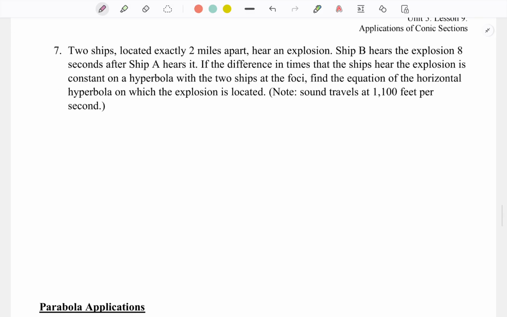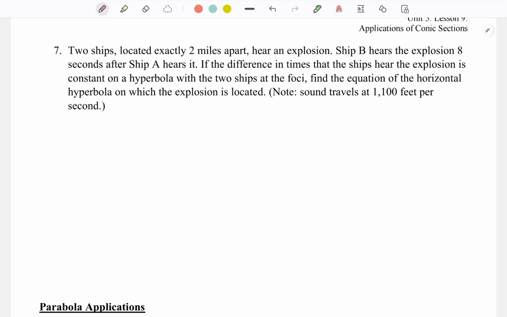So on number 7, we have two ships located exactly 2 miles apart hear an explosion. Ship B hears the explosion 8 seconds after ship A hears it. If the difference in times that the ships hear the explosion is constant on a hyperbola with the two ships at the foci, find the equation of the horizontal hyperbola on which the explosion is located. Note, sound travels at 1100 feet per second.